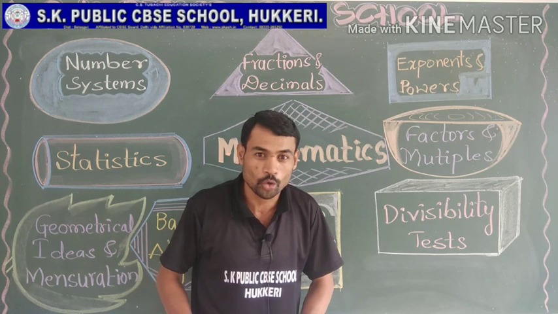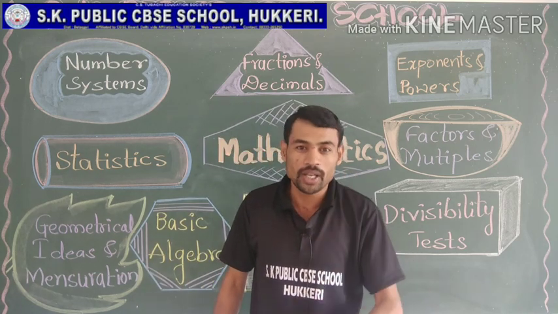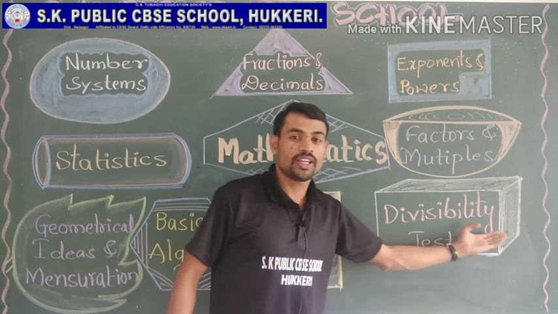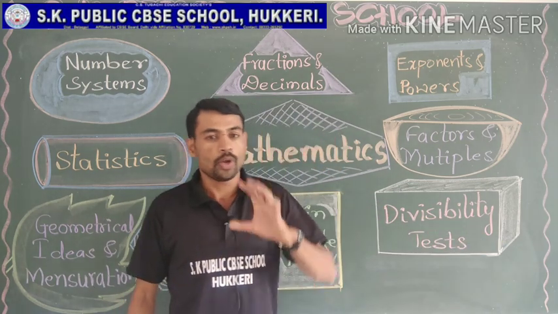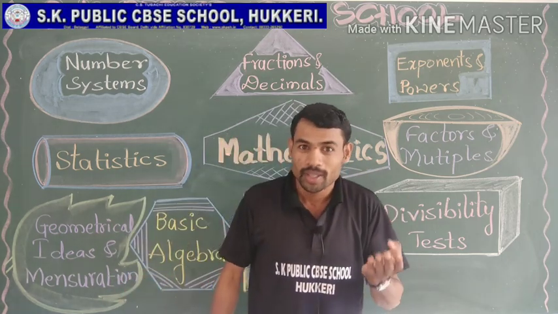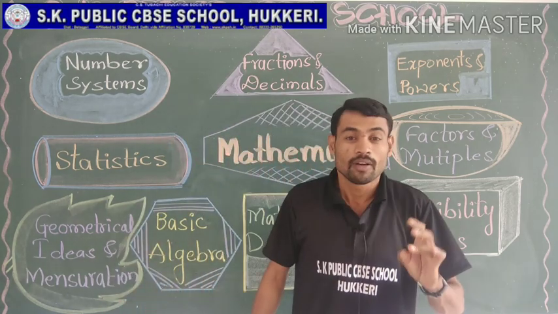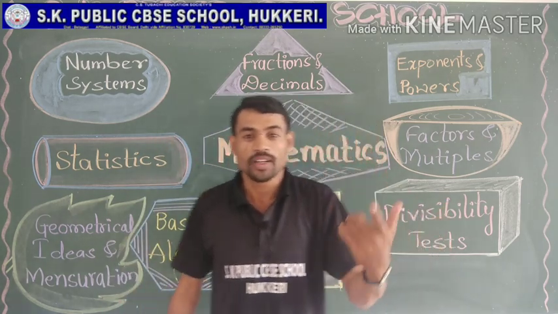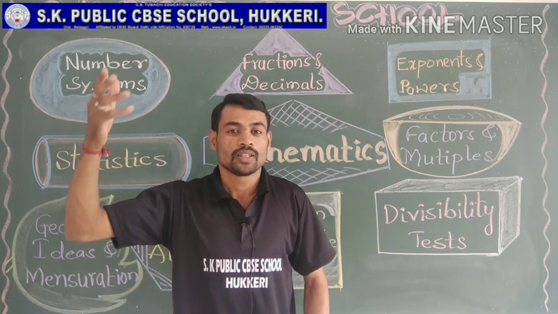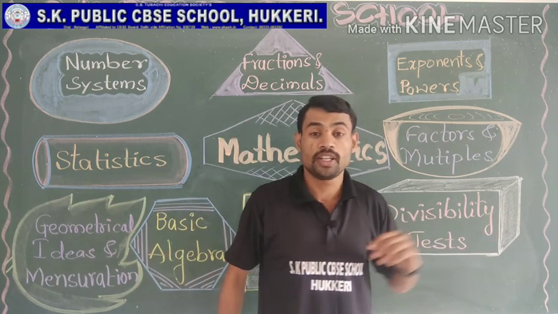So for that, what do we have to do? We have to use some rules for checking complete divisibility by some numbers. Divisibility tests means, for example, one number they give, and whether that number is divisible by 2, 3, 4, 5, 6, 7, 8, 9, 10, 12, 15, 20, 100. So there are many divisibility tests.